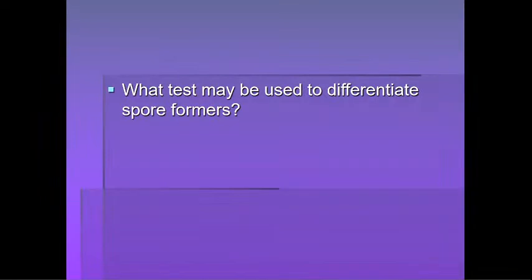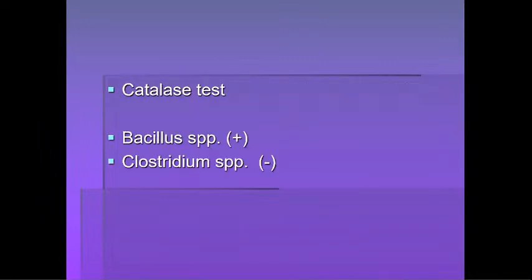Okay, so what tests may be used to differentiate spore formers? Well, you can use the catalase test. For example, you have a spore-forming, gram-positive bacillus that grew from a patient sample. One of the tests that you can do on these organisms would be to do a catalase test first to differentiate whether it's Bacillus or Clostridium.